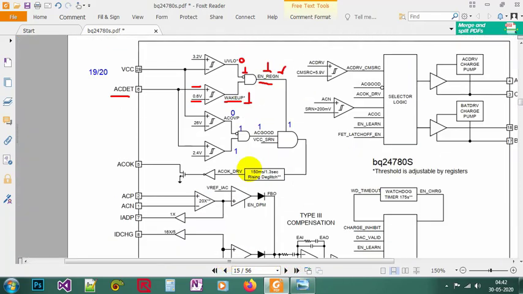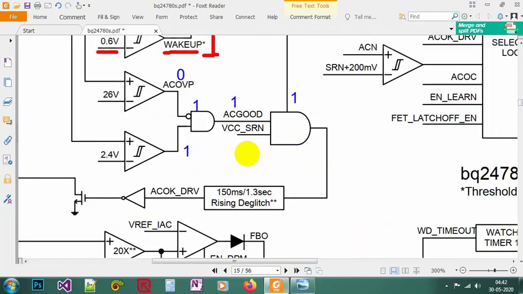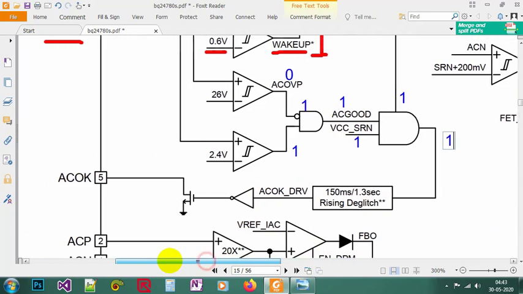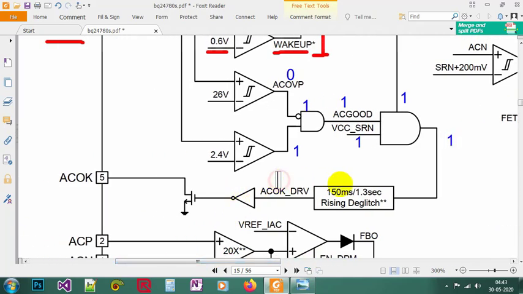So let's come back to this point. Now we got all high inputs for the AND gate. Of course, we will get a high output here. So now the output will be high. It's coming to the AC OK drive. Alright, here we have a NOT gate. Now AC OK drive is high, but after the NOT gate it is low. And you can see there is an internal MOSFET connected, and the AC OK is now floating.